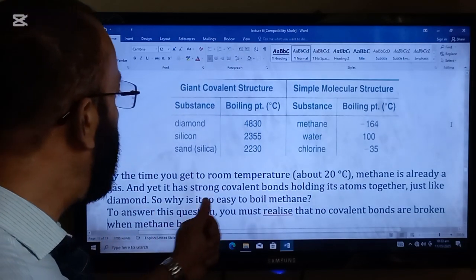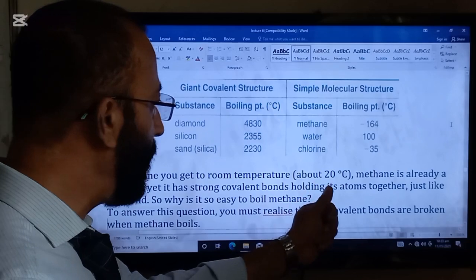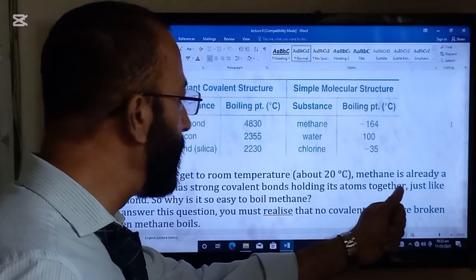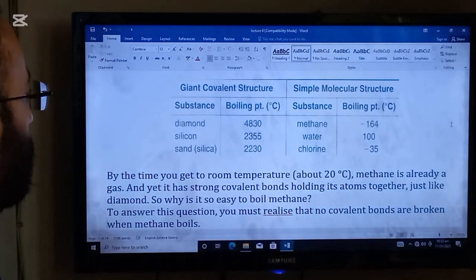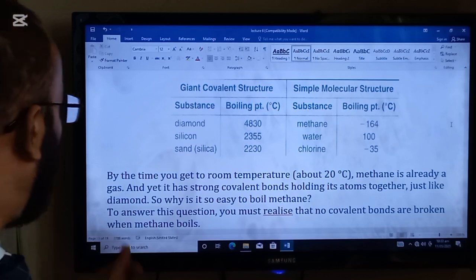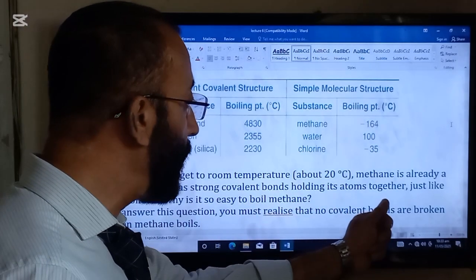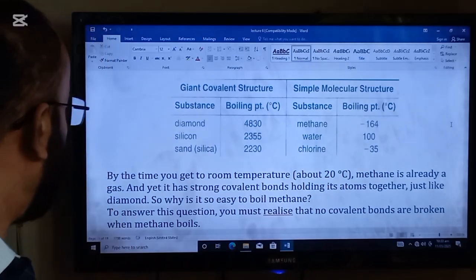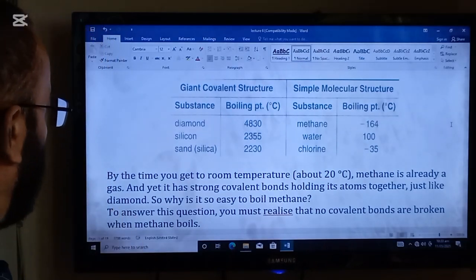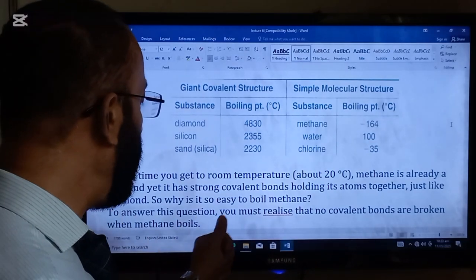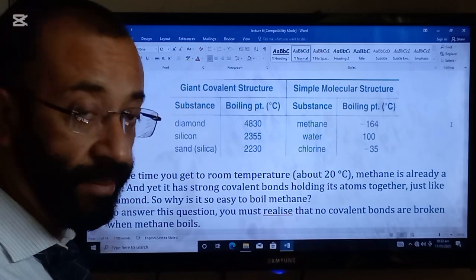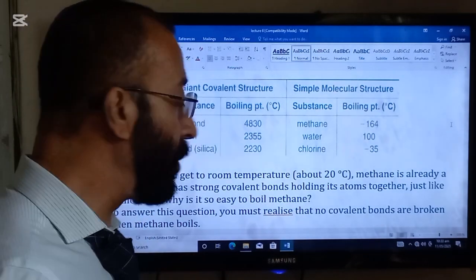By the time you get to room temperature, about 20 degrees C, methane is already a gas. And yet it has strong covalent bonds holding its atoms together, just like diamond. So why is it so easy to boil methane? Now concentrate, very important question.